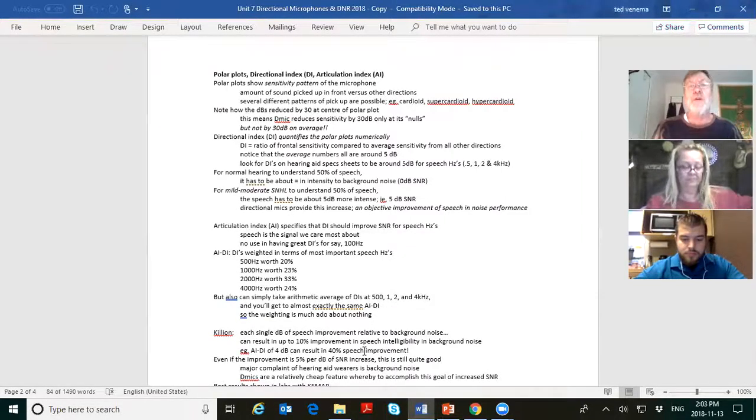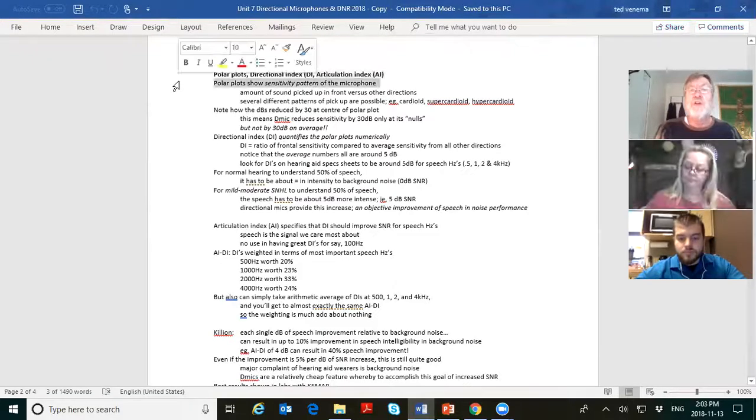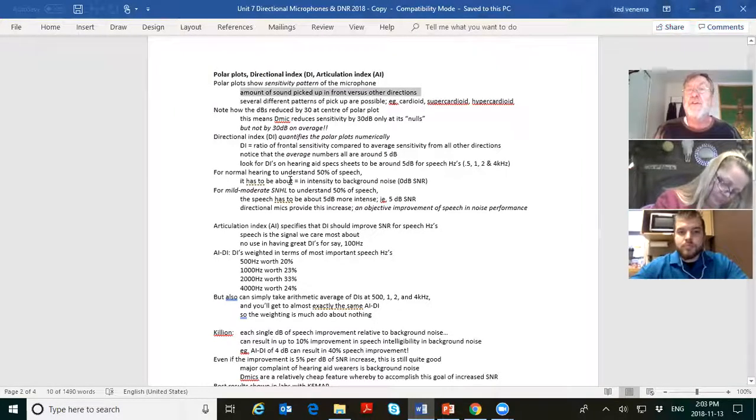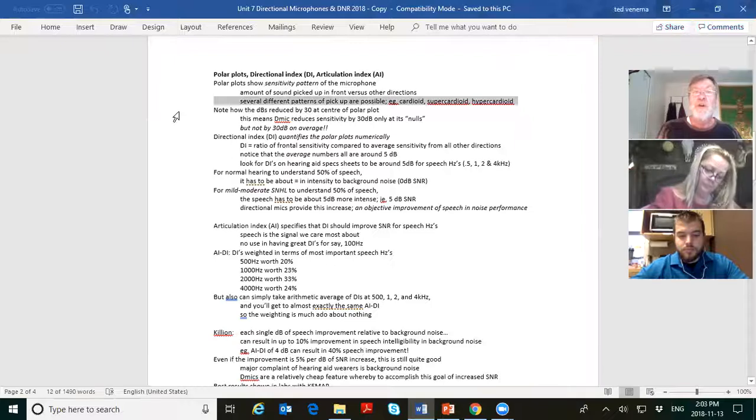Now, don't worry about articulation index. Just leave that alone. Just think of our directional index. Polar plots show the sensitivity pattern of the mic, the amount of sound picked up in front versus the amount of sound picked up from other directions. Several different patterns are possible. There they're listed. Note how the dB is reduced by 30 at the center of each polar plot.